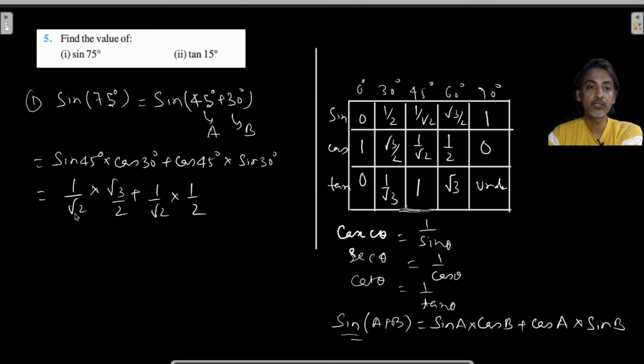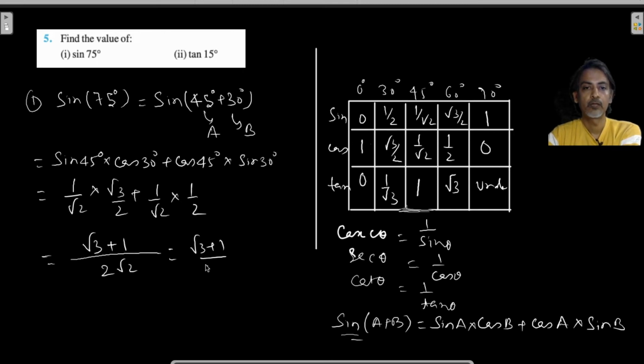Now you can see the expression here. In the denominator we have 2 square root of 2, so we can take 2 square root 2 as the LCM, and the numerator will become root 3 plus 1. So this is what the answer would be: root 3 plus 1 divided by 2 root 2. That will be your answer.